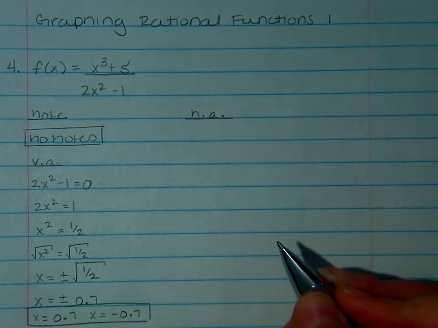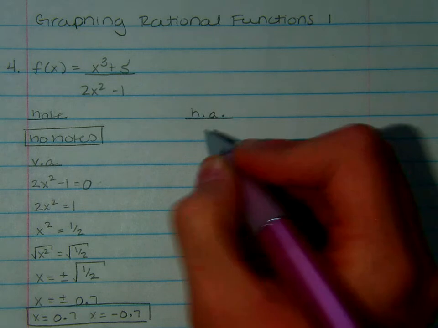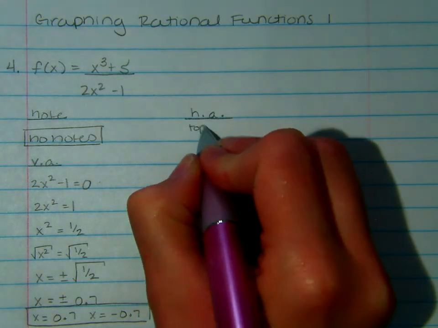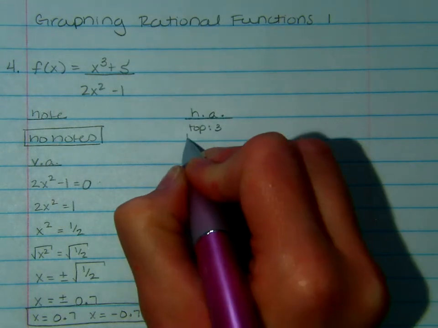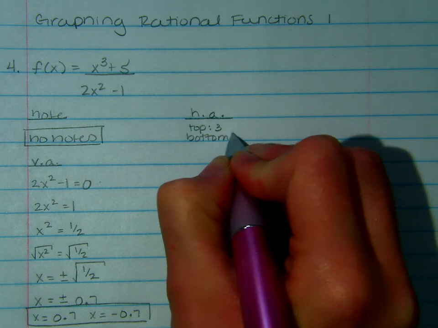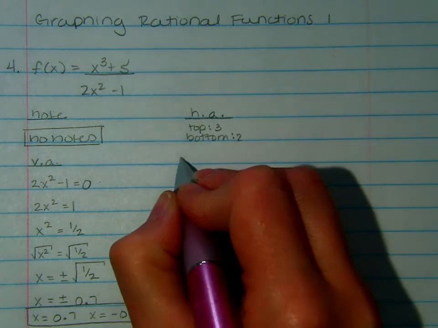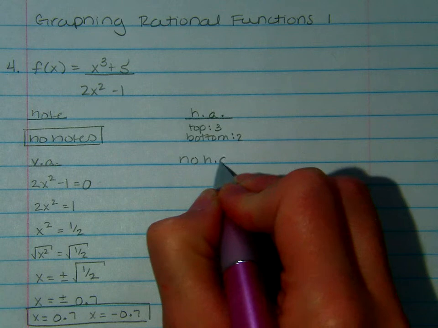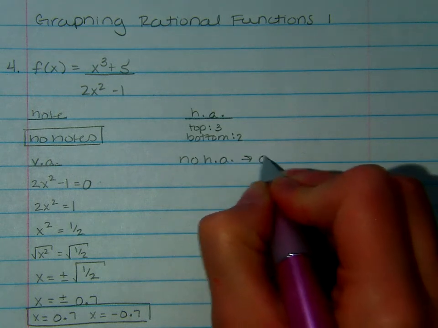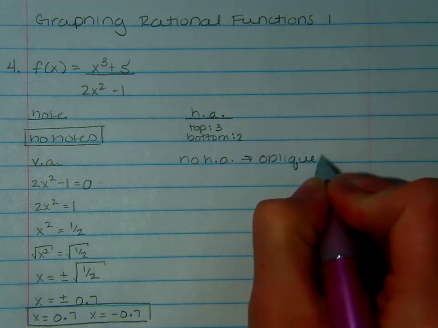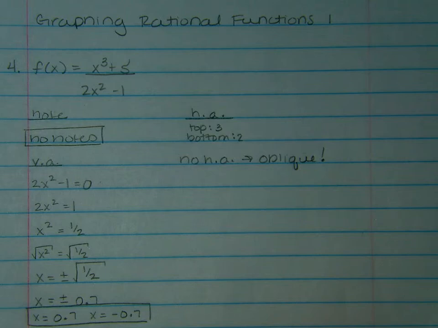And remember, we find horizontal asymptotes by comparing the exponent on the top with the exponent on the bottom. My top exponent is 3 and my bottom is 2. And what does that mean? That means that there's no horizontal asymptote, but there is an oblique. Exclamation point, because we're excited that we get to find an oblique asymptote. And remember, you find oblique asymptotes by dividing the top by the bottom.